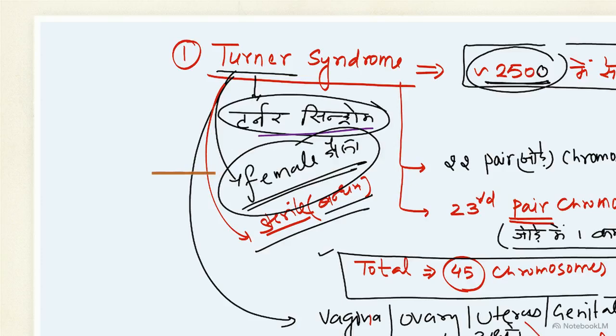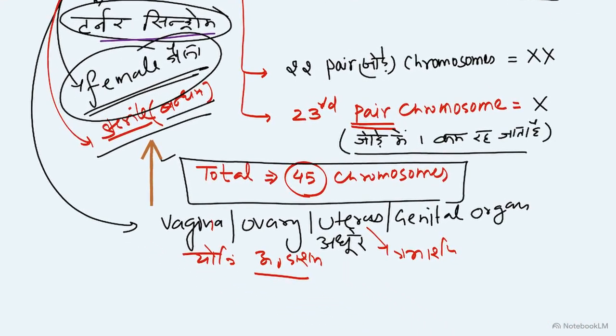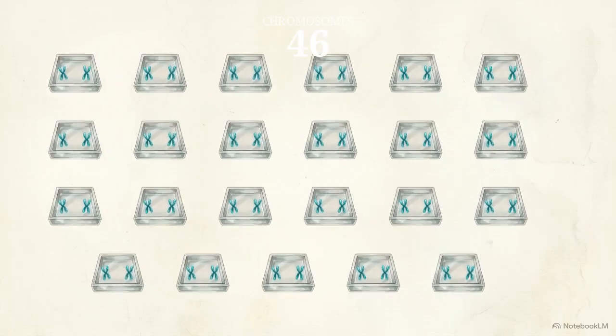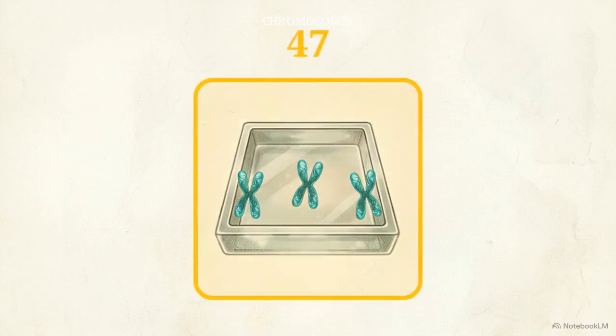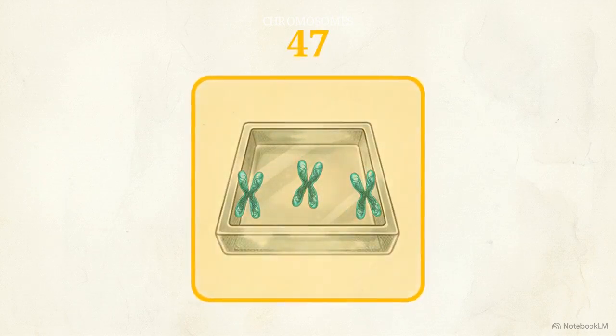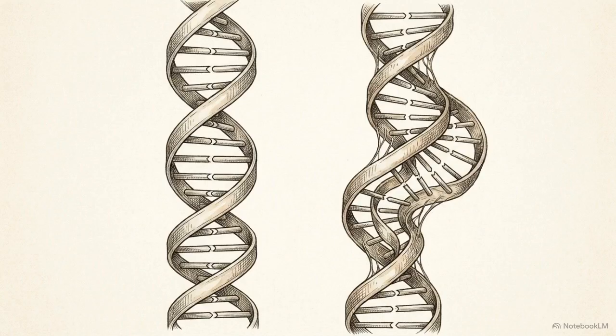It affects females and disrupts physical development, often leading to incomplete organ growth and permanent sterility. Conversely, adding an extra chromosome to that sex pair, bringing the total to 47, results in conditions like Klinefelter syndrome or Jacob syndrome. A single missing or added microscopic thread permanently alters the physical and developmental path of the individual.